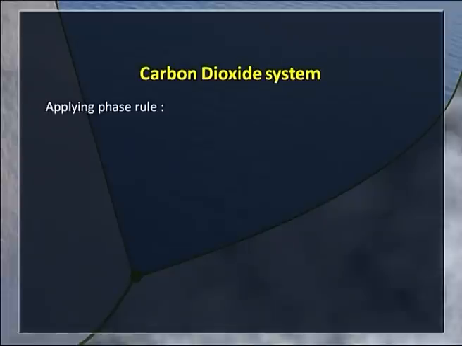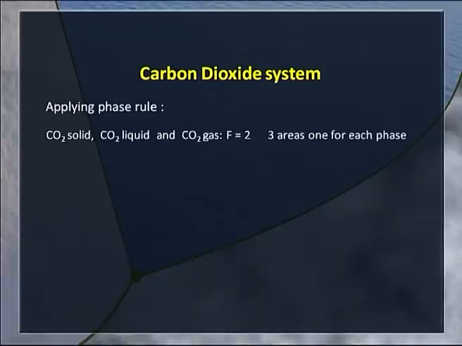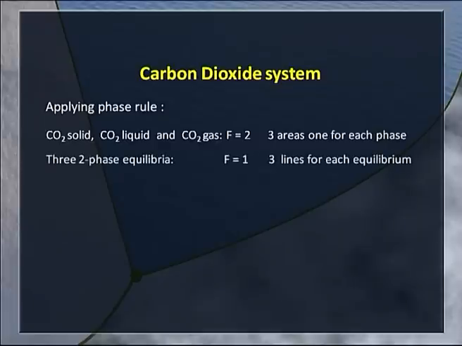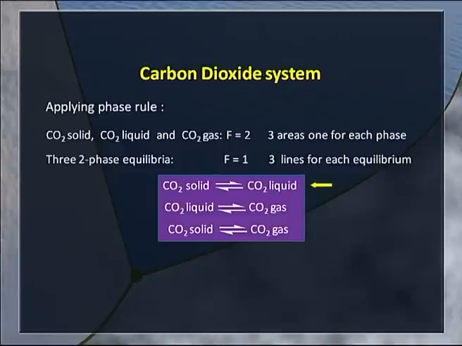Let us directly go to carbon dioxide system and apply phase rule, and what we get: solid, liquid, gaseous states or phases of carbon dioxide. F is equal to 2, and our experience tells us that there will be 3 areas of stability, one for each of these phases. Then there are 3 possibilities of having 2 phase equilibria, which are univariant systems, and each one will be represented by a line. So, there will be 3 lines. The 3 equilibria are carbon dioxide solid in equilibrium with carbon dioxide liquid, carbon dioxide liquid in equilibrium with carbon dioxide gas, and carbon dioxide solid in equilibrium with carbon dioxide gas.